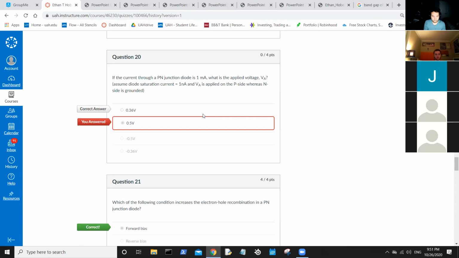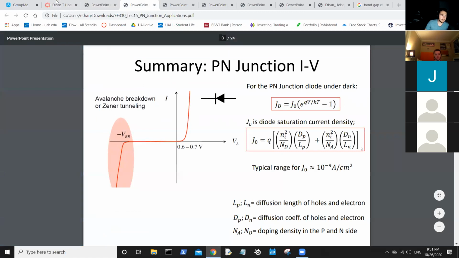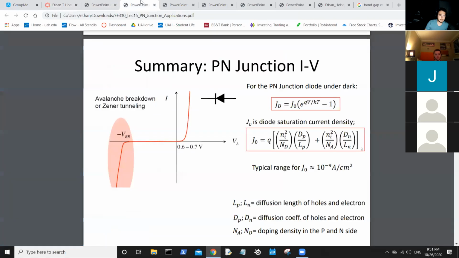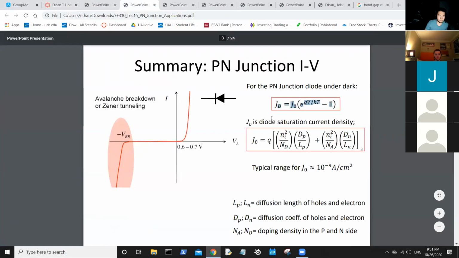Because then you take ln of 1 million. ln of 1 million is like 13.86 or something. Let's check that. Yeah, it's 13.81, sorry. And then you multiply it by 0.026 and it spits out 0.359, 0.356 volts as your applied voltage. So that is simply using this equation. So this question, solving for the applied voltage given currents, is just your JD equation right here, and just solving for V. So it's actually probably pretty easy.